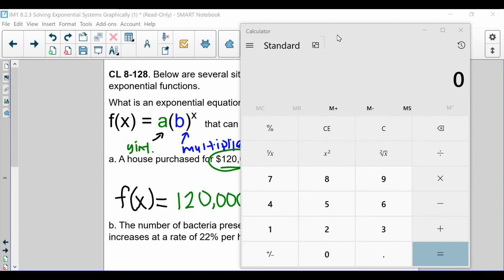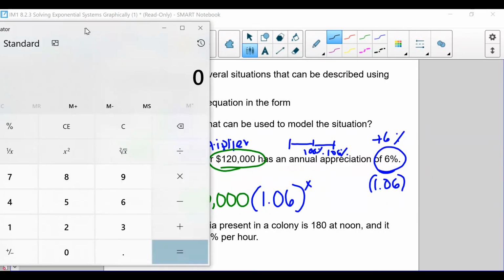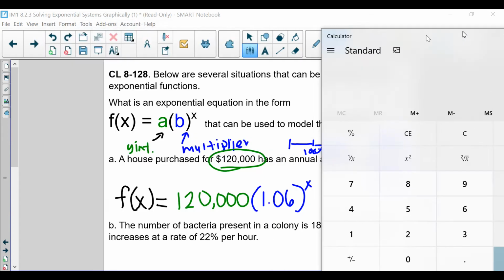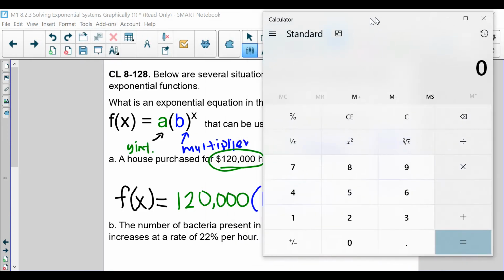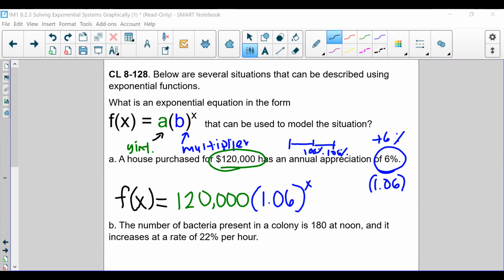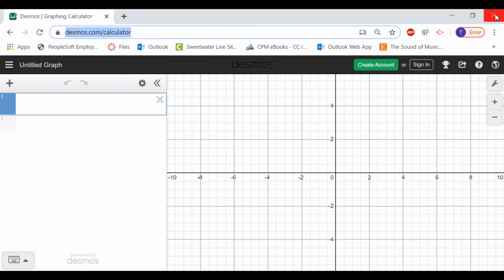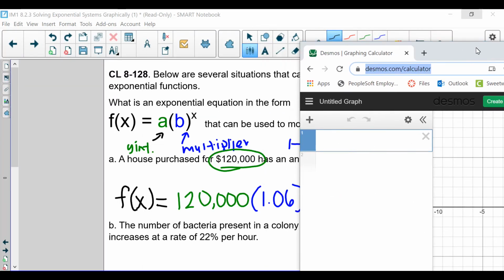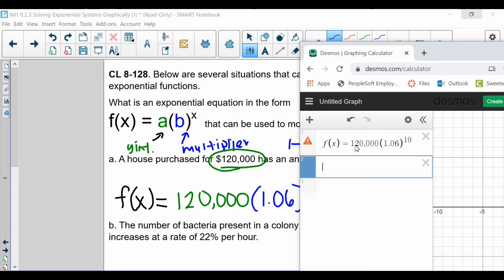So let's say you want to figure out, well, how much is my house going to be worth in 10 years? All you have to do is figure out, okay, we're going to go, actually, this is not the right calculator. The right calculator would be using Desmos. Desmos, to the rescue. So if we have f of x, actually, we don't need to write f of x. You can if you want to. It's equal to 120,000 times 1.06, and then you raise it to the 10th power.